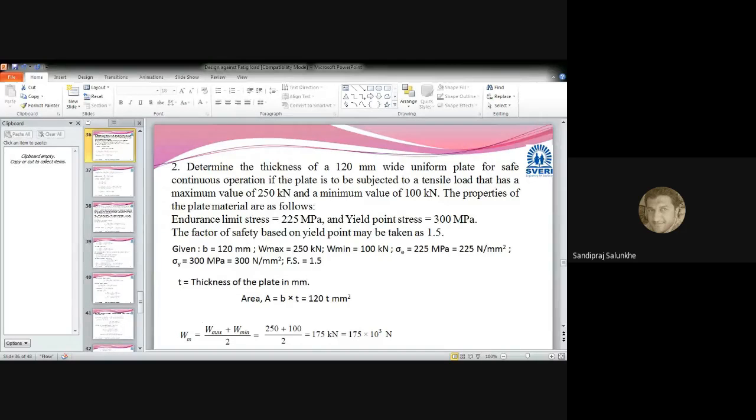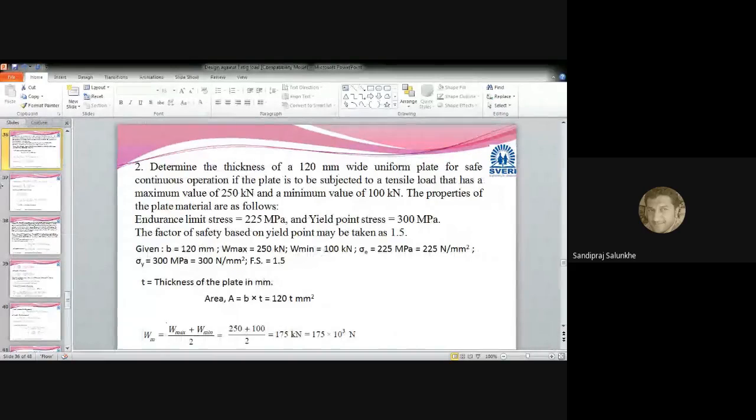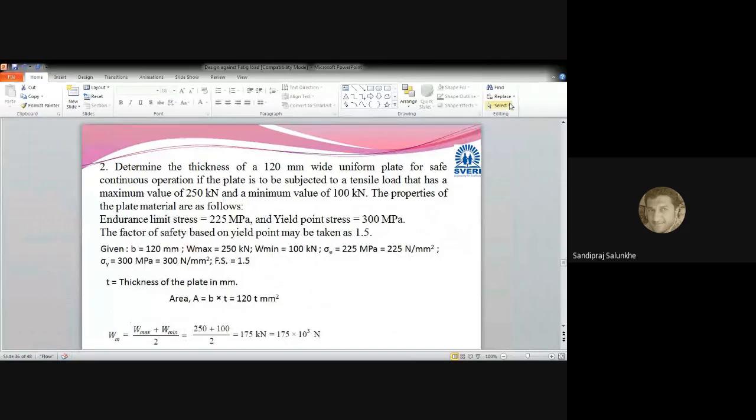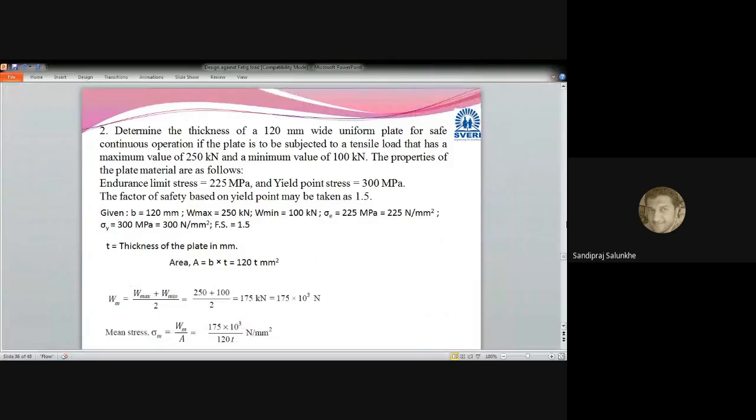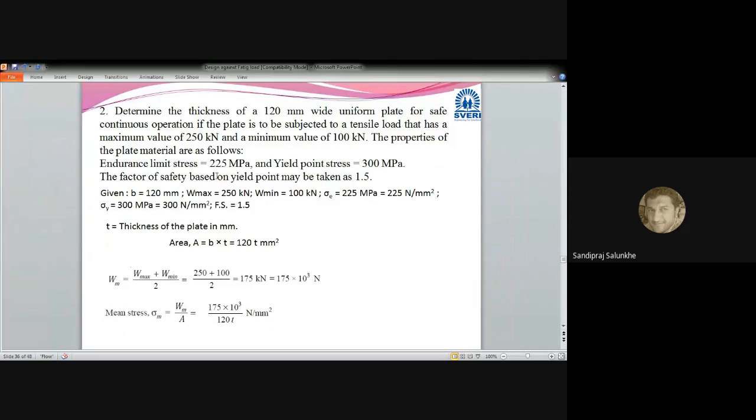How many of you have solved it? Sir, answer will become 12 mm. Answer is 12 mm. Okay. Sir, I got 14.46 mm. 14.46 millimeter. Okay. We'll go through it and check what the answer is. So, the rest of the others, what have you got?